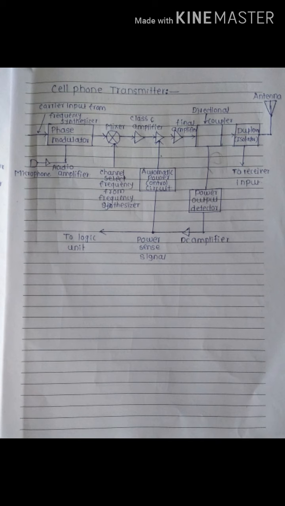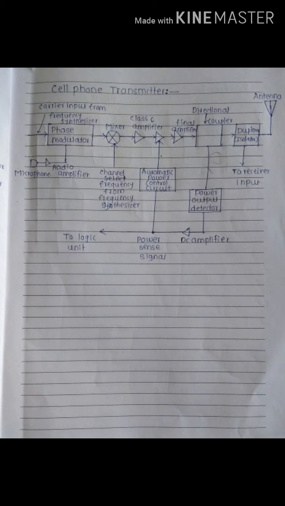The automatic power control circuit controls the output power of the transmitter automatically with the help of a power output detector and a DC amplifier. The transmitter output is fed to the duplexer, which isolates the antenna from the receiver side.